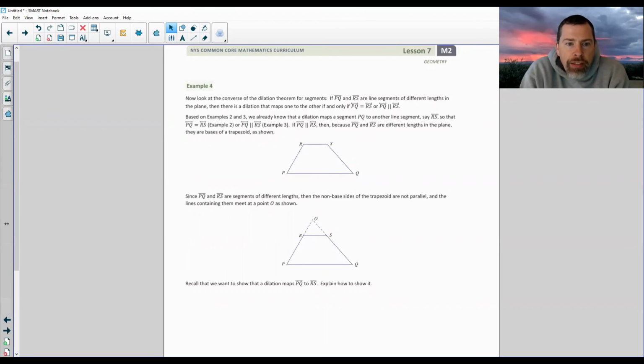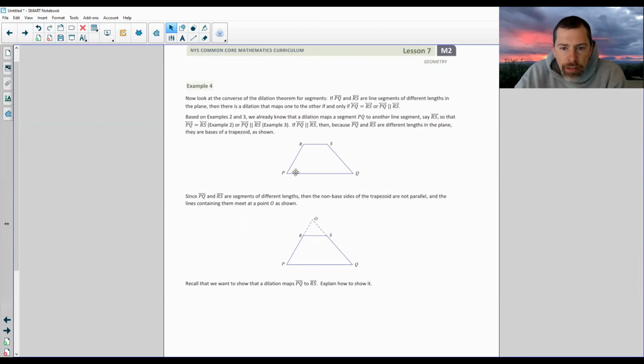Okay, based on example 2 and 3, we already know that a dilation maps a segment PQ to another line segment, say segment RS, so that line PQ equals line RS. That was example 2. Or line PQ is parallel to line RS, which was example 3. If line PQ is parallel to line RS, then because segment PQ and segment RS are different lengths in the plane, they are bases of a trapezoid as shown.